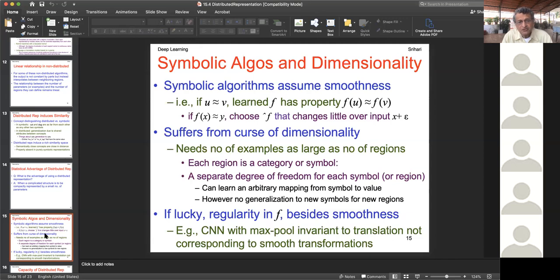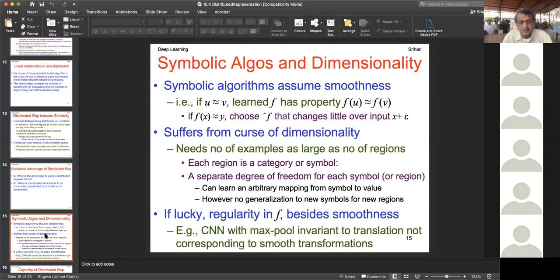If U is approximately equal to V, let's say U and V are cat and dog images, the learned F has the property that F of U is equal to F of V. F is the neural network that maps into cat or dog or animal. So if U is approximately equal to V, then F of U is approximately equal to F of V. If F of X is approximately equal to Y, we choose an F that changes little over the input X plus epsilon. So we have a smoothness issue here in symbolic algorithms.